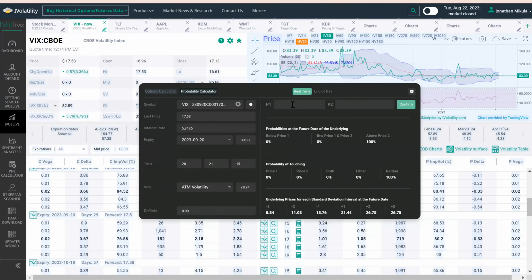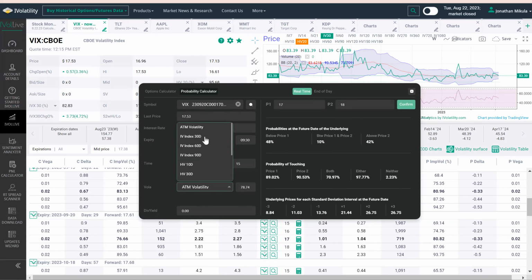This is probably my favorite calculator because it shows us the likelihood of an underlying stock or instrument, in this case the VIX, hitting two different price levels. So what I like to do is use the lower price as price 1. So in this case, we'll say, okay, what's the likelihood that on September 20th, 2023, the VIX will be below 17? And then on that same token, what's the likelihood that the VIX will be above 18? And you can see the parameter we're using is at the money volatility, right? Because we're using the at the money strike price. The other things we could screen for are IVX 30, which would be a little bit higher at 82.